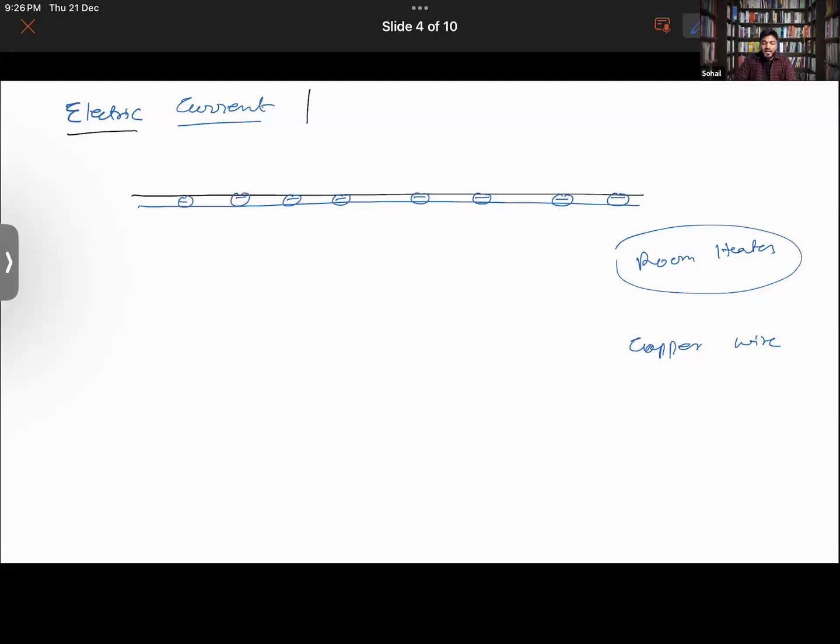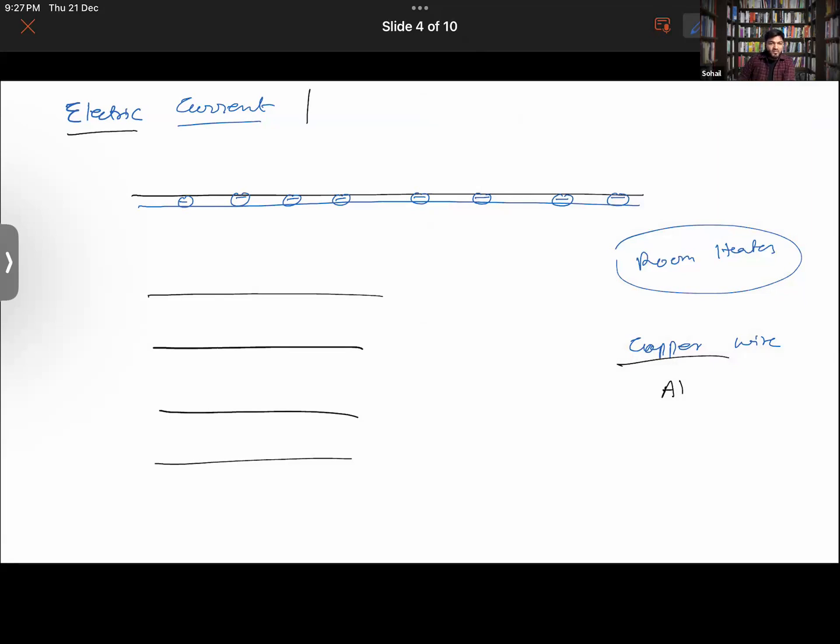Another aspect is why we have classified certain substances as conductors and certain substances as insulators, the poor conductors. When the current flows in the copper wire or the aluminum wire, the wire does not resist the flow of current. By the way, silver is the best conductor of electricity, but it is expensive, so we don't use it.